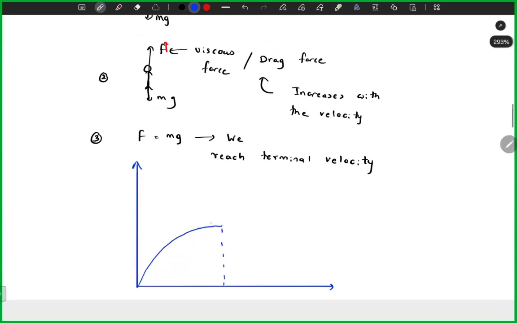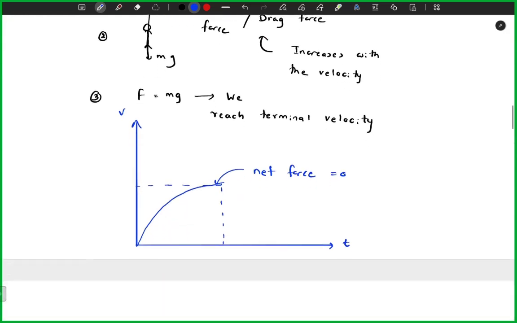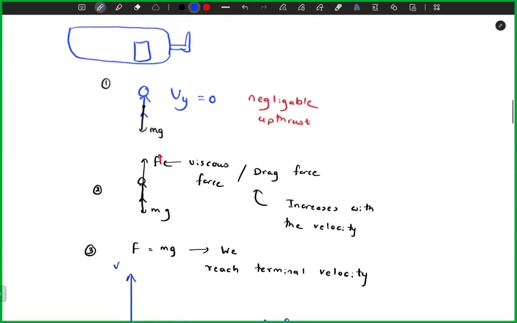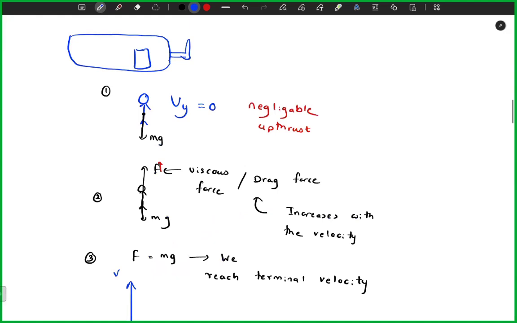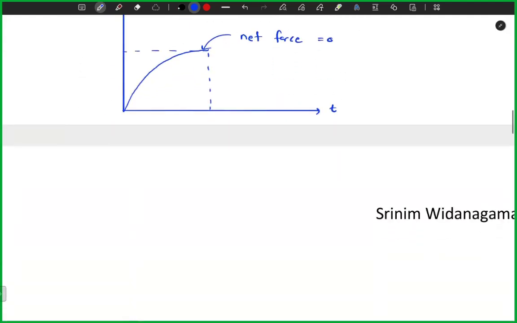Because eventually the net force becomes zero. Here in this situation, net force is zero, so there is no acceleration. The gradient of the v-t graph gives acceleration, right? Now tell me, what does the person do now? The moment he gains the terminal velocity, the parachutist is going to open the parachute. It's very interesting. Let's dive into it now.